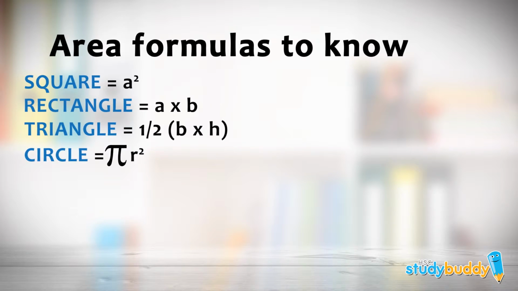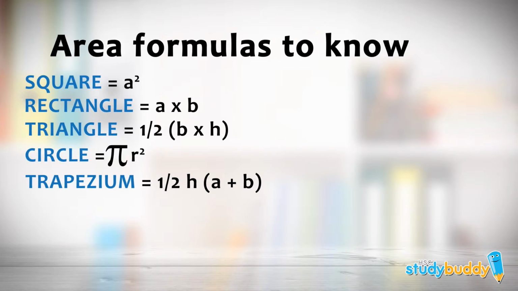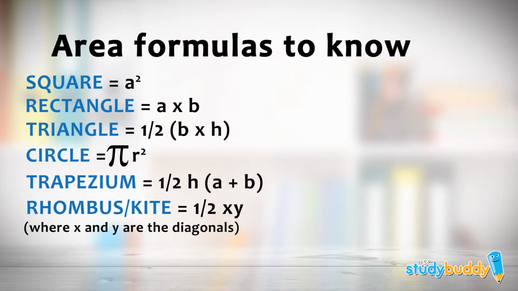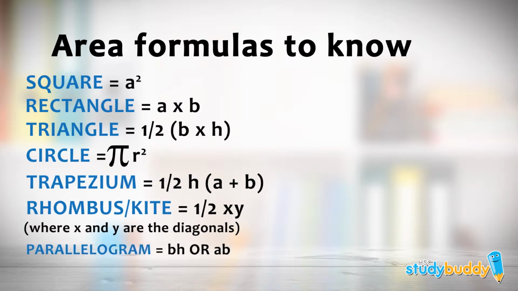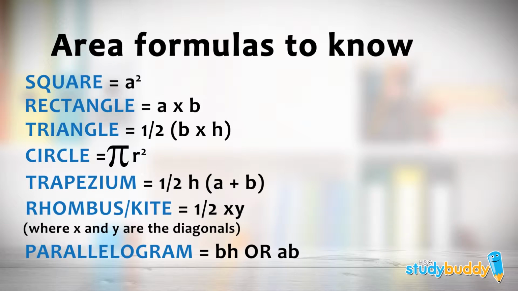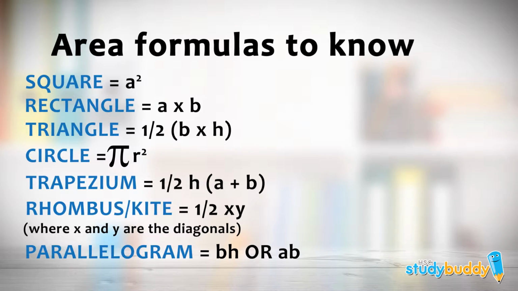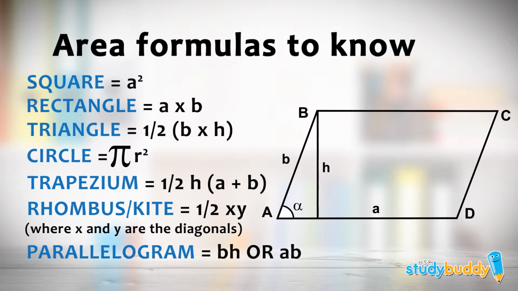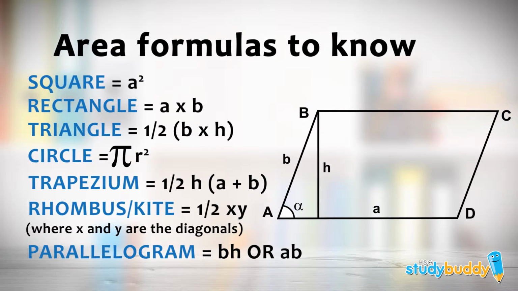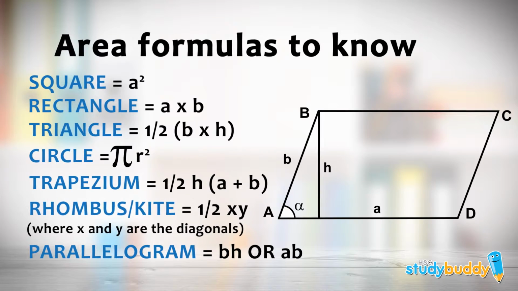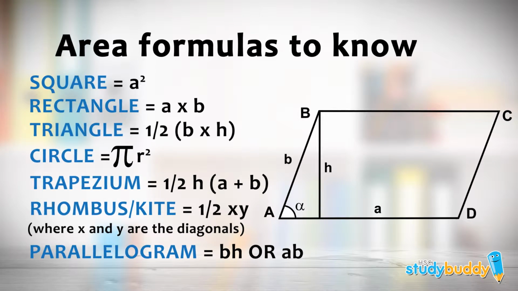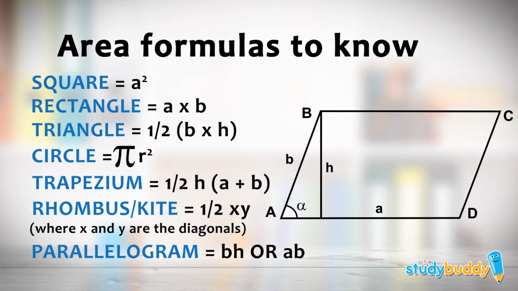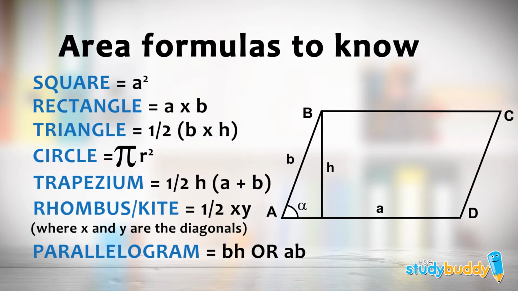Your square is simply the length of one of the sides multiplied by itself. Your rectangle is your width times your breadth. Triangle, half base times your height. Circle is pi r squared. A trapezium is half your height plus the sum of your sides, and a rhombus or kite is half xy, and that's where x and y are your diagonals. And your parallelogram is simply your base times your height, or your two sides times the angle between them.